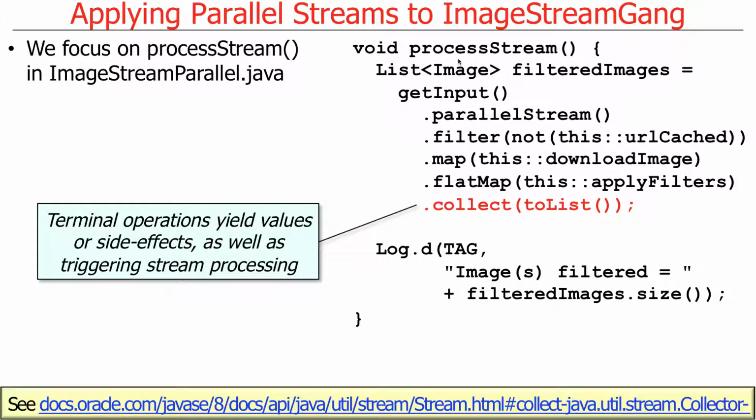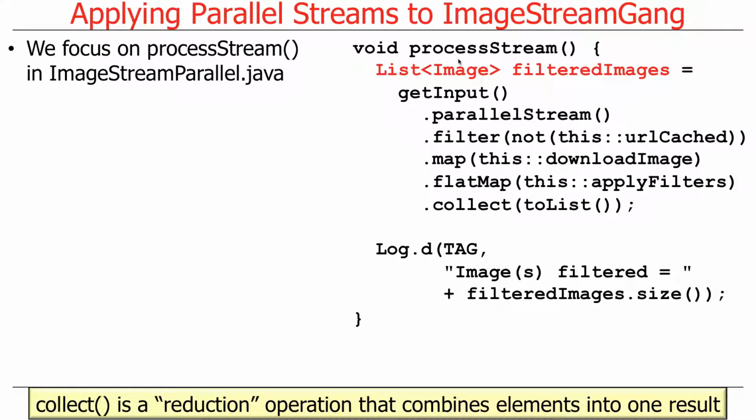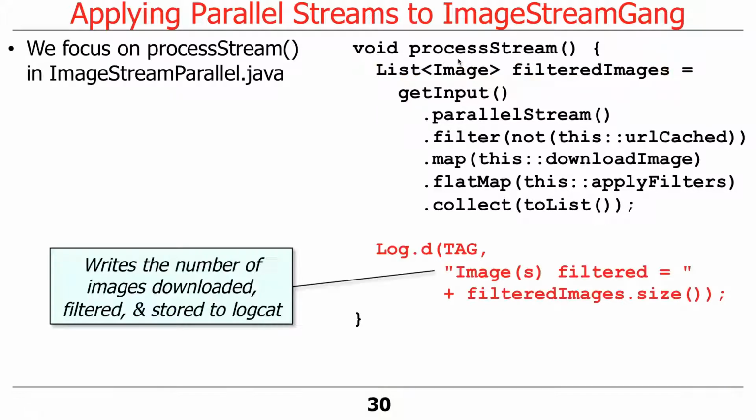And what collect does is it puts them all together into a list of images that have been filtered and stored in files. And then at this point, we can print a result or display the result or whatever we want to do. So collect is essentially what's called a reduction operation that combines all these elements into a single result.